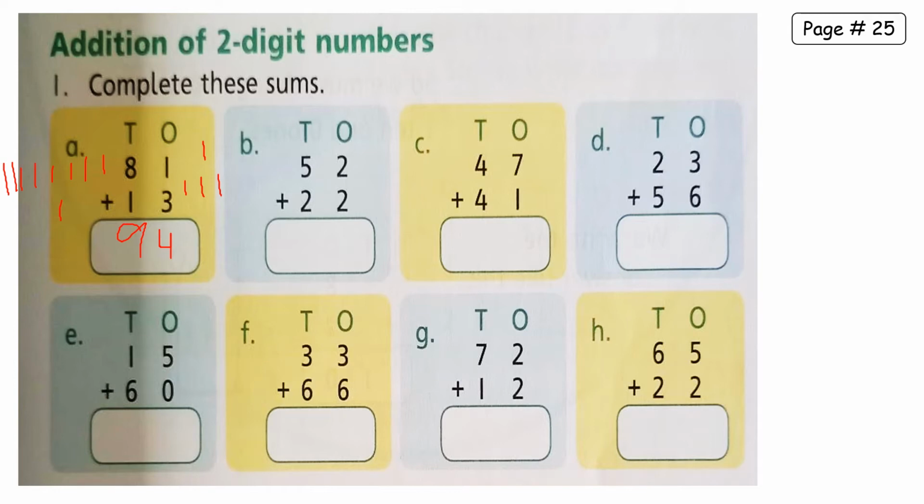So now let's do this one. 2 plus 2 is 4. We start from the ones column. Then 5 plus 2 is 7. So 74. Okay, now 7 plus 1 is 8. 4 plus 4 is 8. 3 plus 6 is 9. And 5 plus 2 is 7. Okay, 5 plus 0.